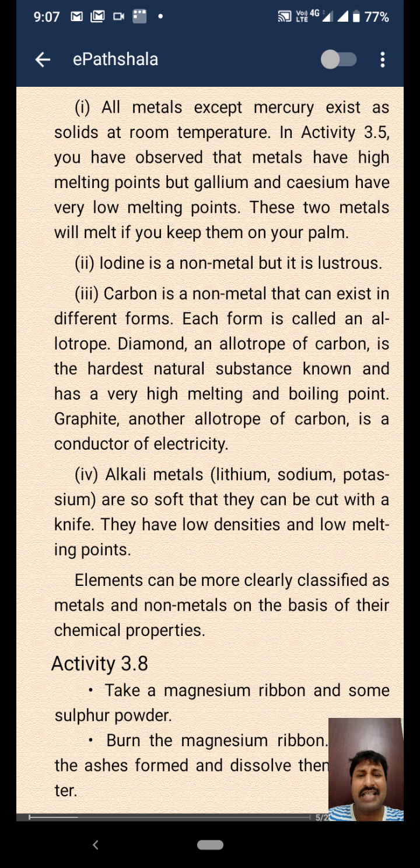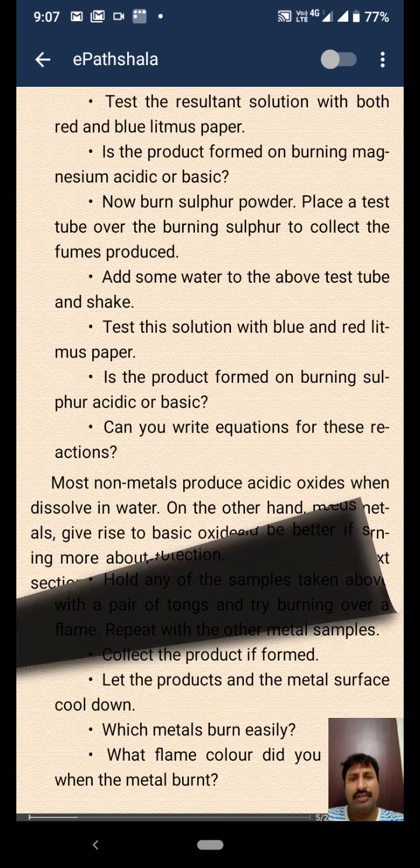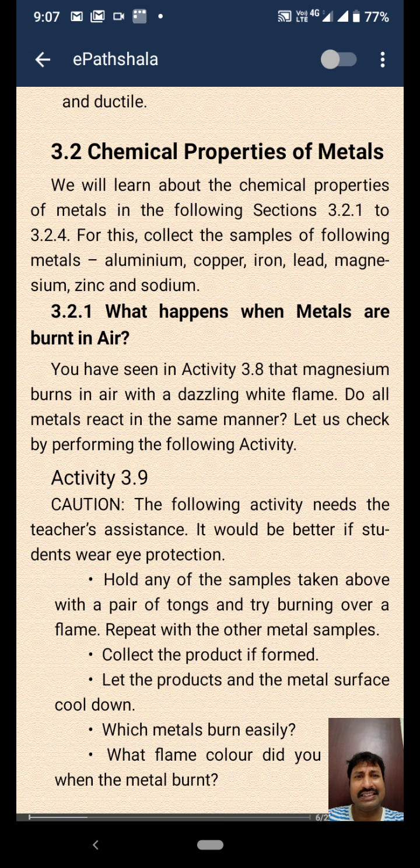And non-metals are mostly solid. Example, carbon and the allotropes of carbon, we know very well. Their boiling points and melting points are high. Okay, and those are the important questions.